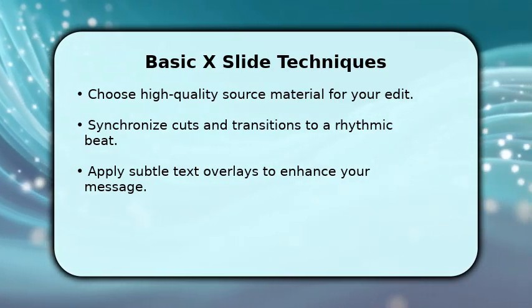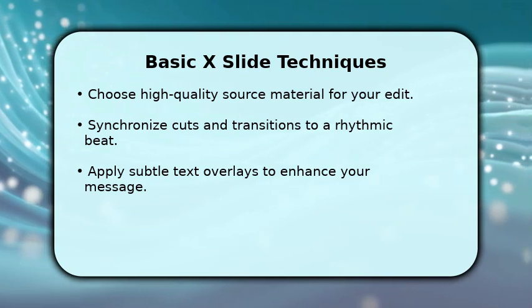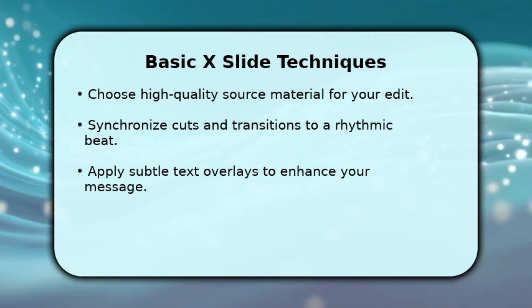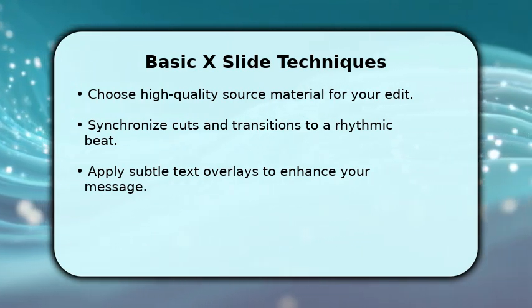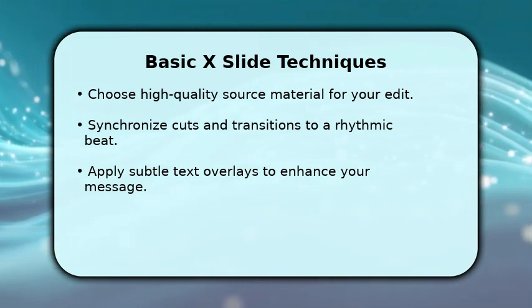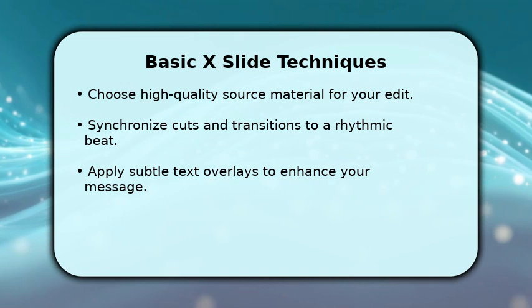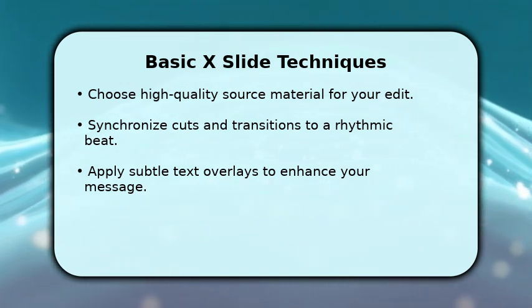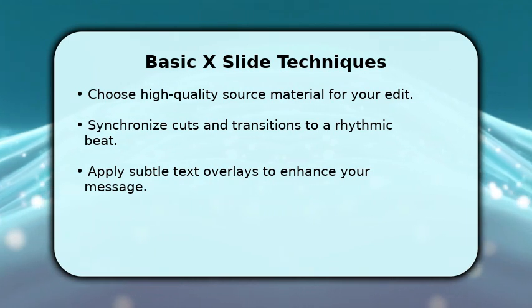Begin by selecting compelling images or video clips that fit your theme. The key to an effective X-slide edit is precise timing. Synchronize your cuts and transitions to a beat or a specific audio cue. Don't forget to add simple text overlays, perhaps with a clean font and a size around 24 points, to highlight key information without overwhelming the visuals.